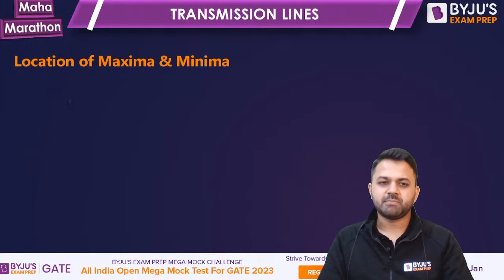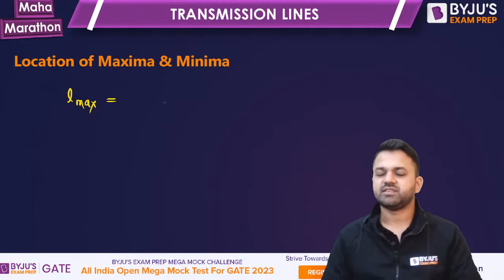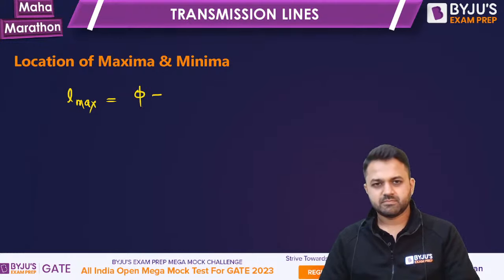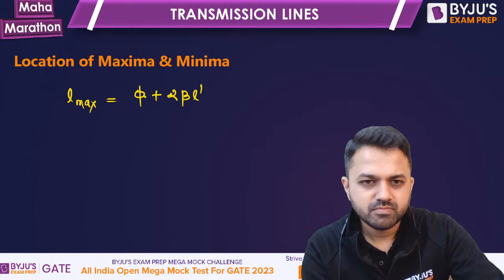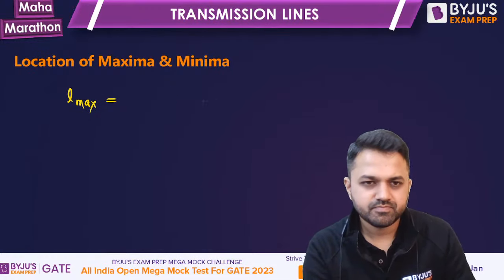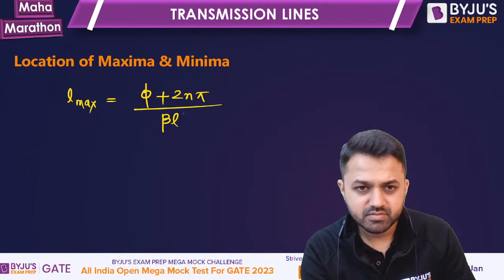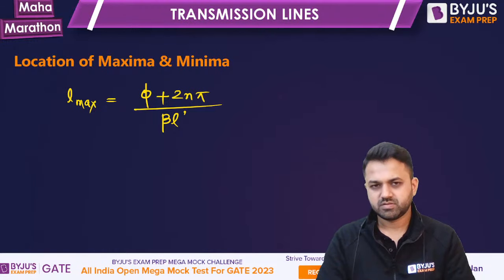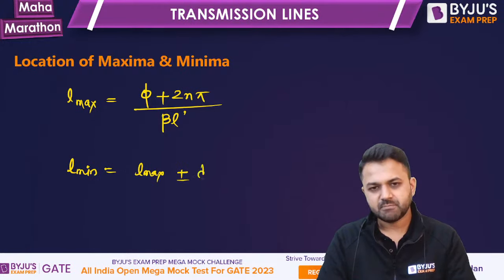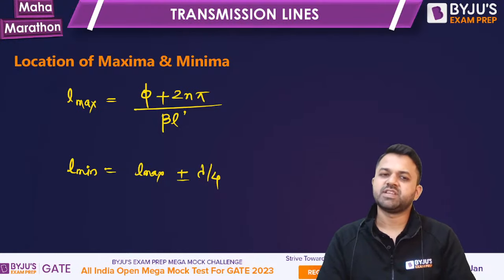What is the location of maxima and minima? The location of maxima, where the voltage standing wave ratio will have the maximum voltage, what is that? This is pi plus 2 n pi divided by beta L. And the location of minima is location of maxima plus minus lambda by 4. The location between the two successive maxima.